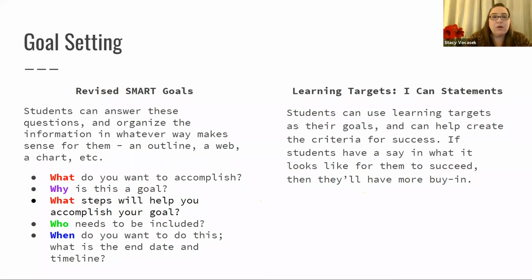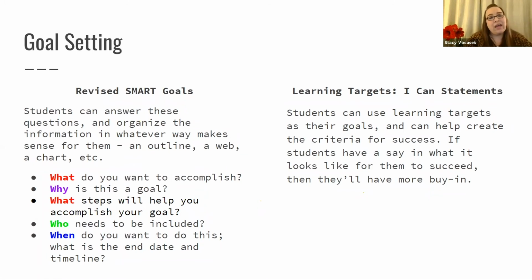We're all aware of SMART goals, and I change it a little bit when I give it to my kids, because I think that they need a little bit more support than just the SMART part. So I ask them, what do they want to accomplish? Why is that their goal? What steps are going to help them accomplish that goal? Who needs to be included and when do you want to do this, like the end date and the timeline. And then I have them arrange it and organize it however it makes sense for them.